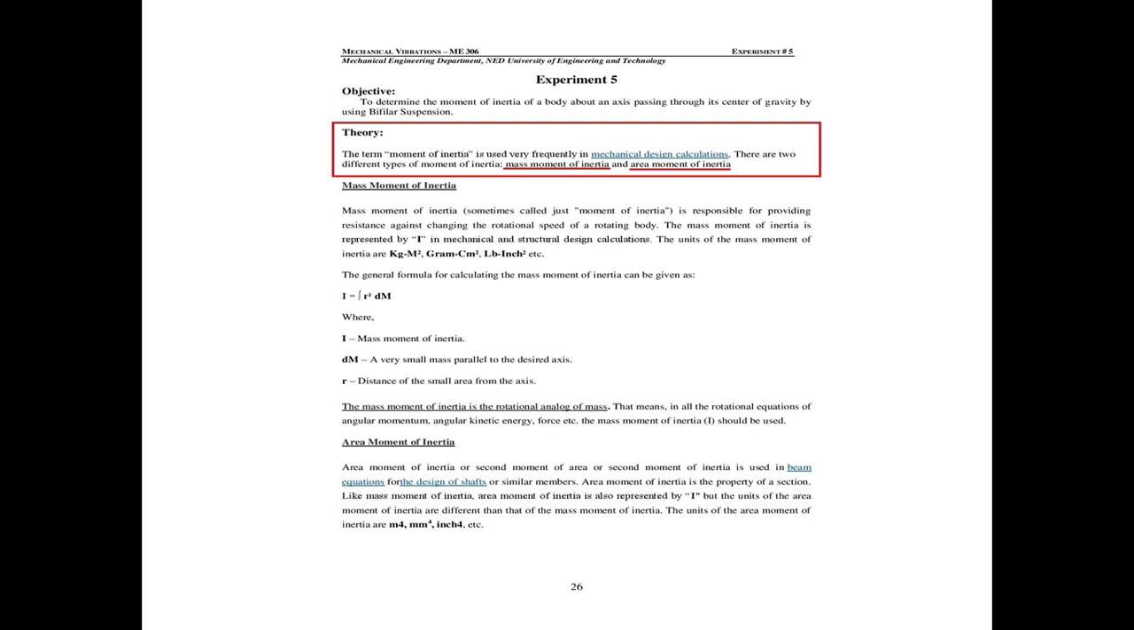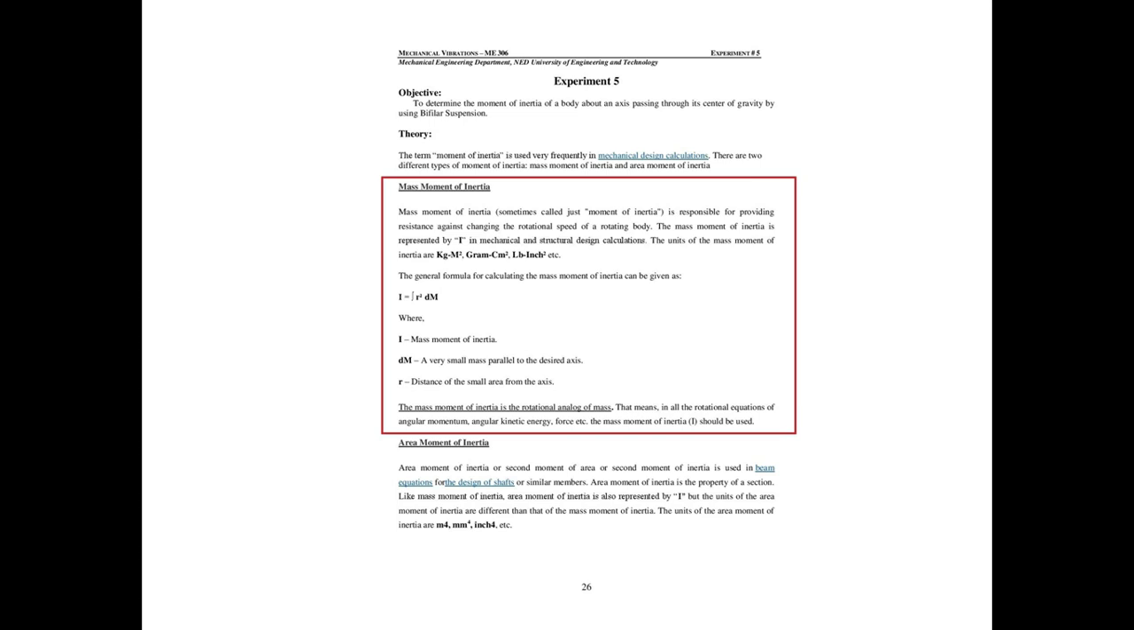As you know, the term moment of inertia is used very frequently in mechanical design calculations. There are two different types of moment of inertia. One is the mass moment of inertia, and the second one is the area moment of inertia. Some students find this concept very abstract and difficult to understand. By introducing them together, I hope it will help you to understand what the mass moment of inertia is and what the area moment of inertia is.